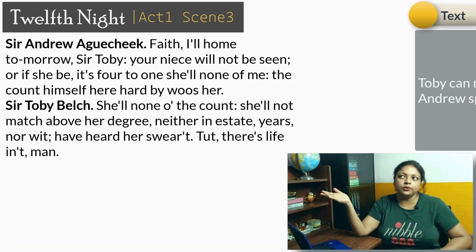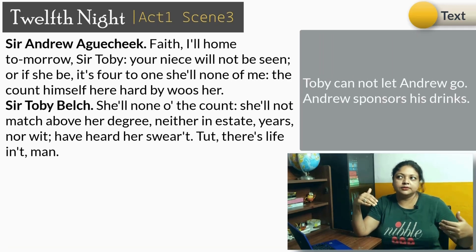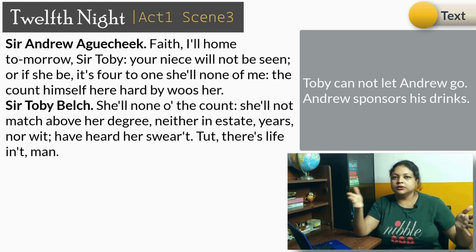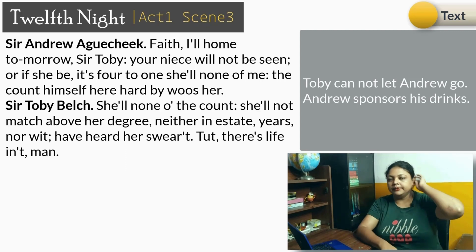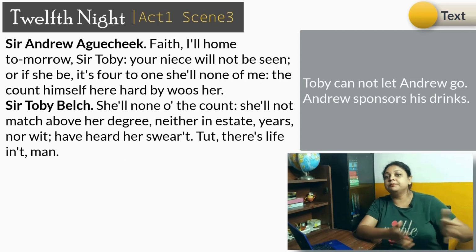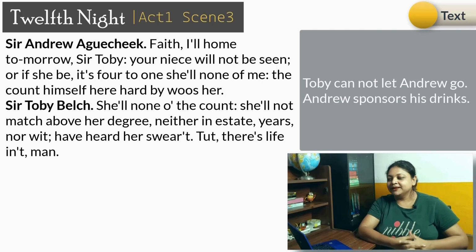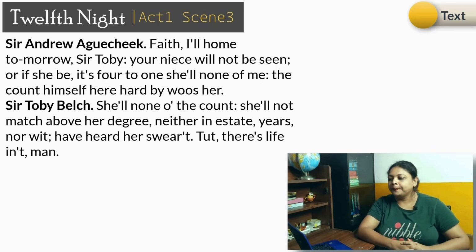Toby knows that if Andrew goes away, his drinking partner is going, and not just partner, his sponsor is going, because we can deduce that Toby doesn't have a very good income. He is depending on Andrew to supply him with money. So he wants Andrew to stay, and convinces him. How does he do that?